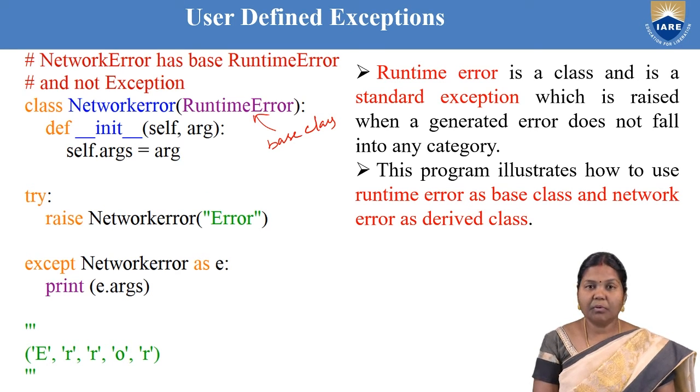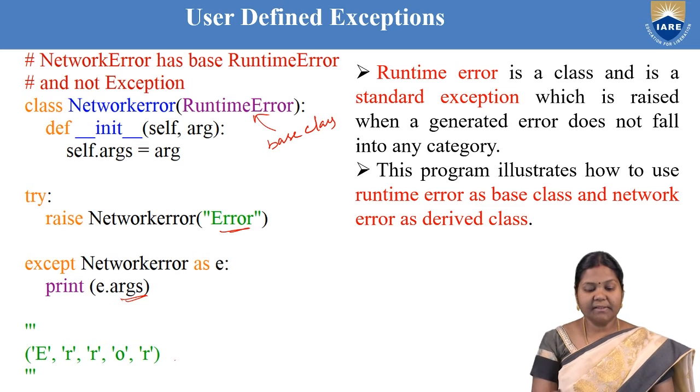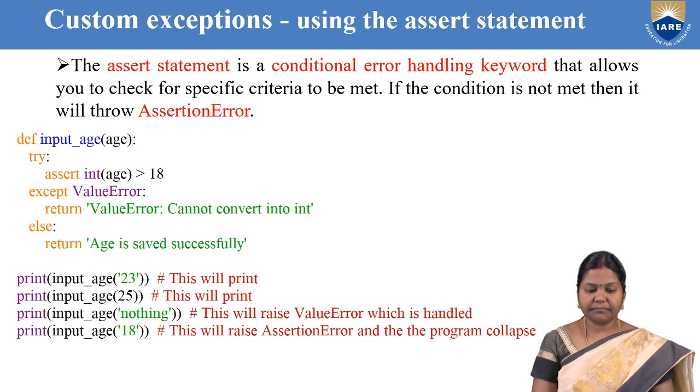So we are writing our code in the try and except block. In the try block, we are raising one exception. If there is a network error, then the argument error is passed over here, and that should be printed. Whenever there is a network error, the exception should be raised. If there is an exception, then we will print that argument called error. So when you run this program, you will get the output as error here. Okay, this is the way we can write our own user-defined exceptions.